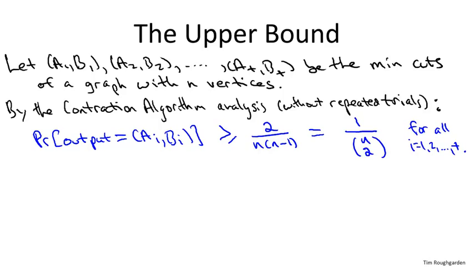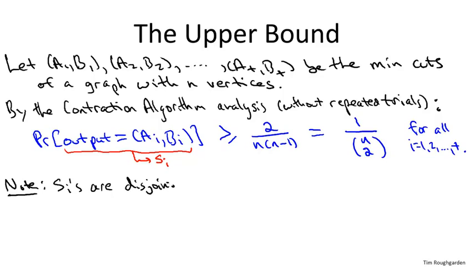Let's call this Si. The key observation is that the Si's are disjoint events. Remember, an event is just a subset of stuff that could happen. So one thing that could happen is that the algorithm outputs the ith min cut. And by disjoint, we just mean that there's no outcome that's in a given pair of events. And that's because the contraction algorithm at the end of the day, once it makes its coin flips, outputs a single cut. These are distinct cuts. It can only output at best one of them.